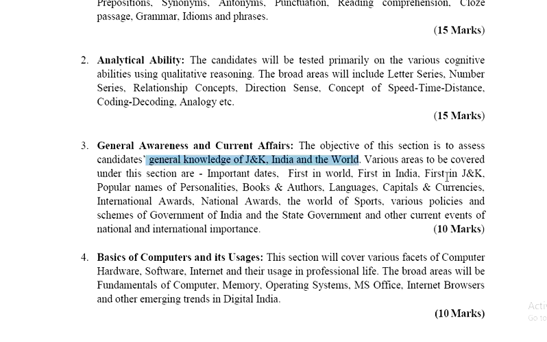So various areas to be covered under this section are important dates: first in the world, first in India, first in JK, popular names of personalities, books and authors. It's usual stuff, common stuff. You will find these things in any general knowledge book, and it's up to you. It doesn't matter which book you are reading.